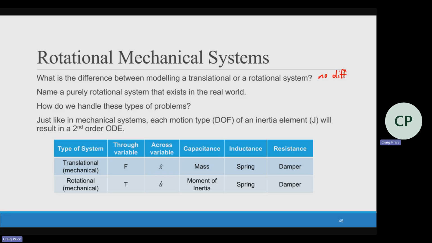We're going to still use full body. For the order of the system, again, it's number of degrees of freedom. How many different ways can this system rotate? If you have 1 degree of freedom, that's still going to be an acceleration. That's going to be 1 second order equation. So that's what we're going for.